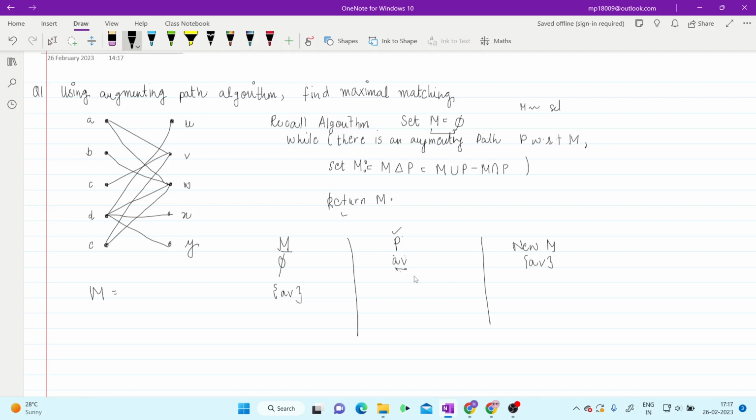Once we have an augmenting path, we take the symmetric difference of M and P. The symmetric difference of M and P is M union P minus M intersection P, which is just AV. So the new matching we have is just the single edge AV. Now can you give me an augmenting path with respect to this matching which has the single edge AV? An augmenting path should start with an unmatched vertex, so you have to start with some vertex other than A and V.